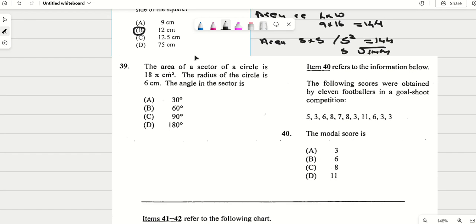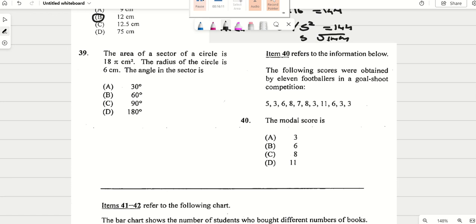Number 39. The area of a sector of a circle is 18 pi centimeters squared. The radius of the circle is 6 centimeters. The angle in the sector is, okay. Number 39. Again, they said the area of the sector of a circle is 18 pi centimeters squared, so it told you what the area is, right? The radius of the circle is 6 centimeters.